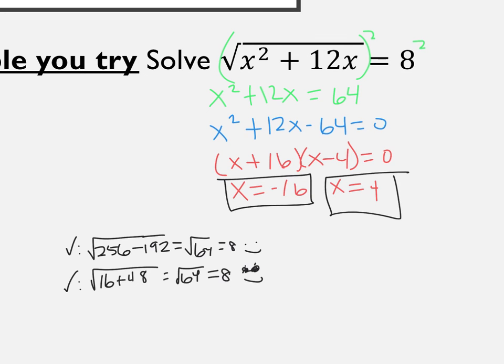Okay, so this one was a little trickier to factor because factors of 64 that subtract to give you 12 would be positive 16 and negative 4. When you do plug those into the originals, negative 16 squared is positive 256, and 16 times 12 is 192, but because the 16 is negative, you subtract, and you do get 8. And for 4, squared is 16, plus 12 times 4 is 48, which gives you the square root of 64, which is 8. So both solutions actually work.